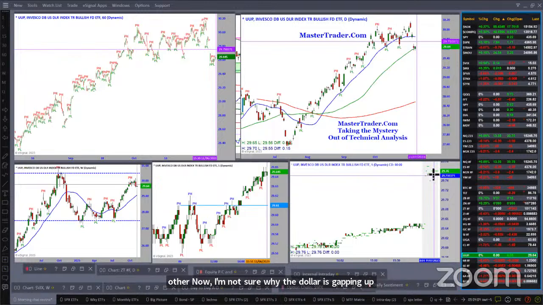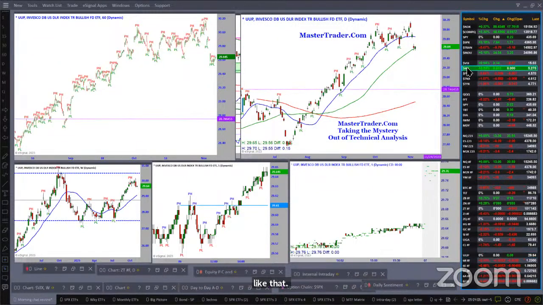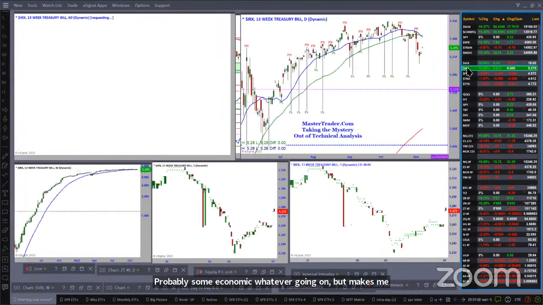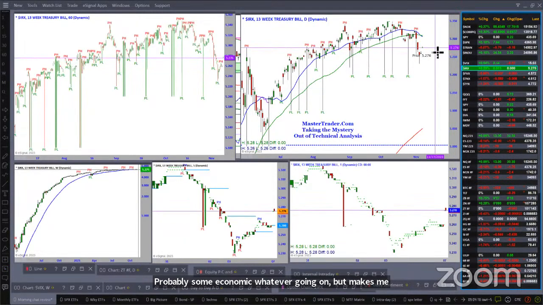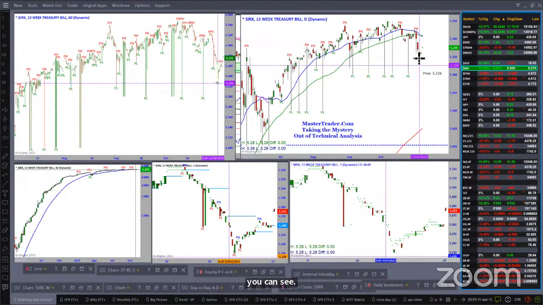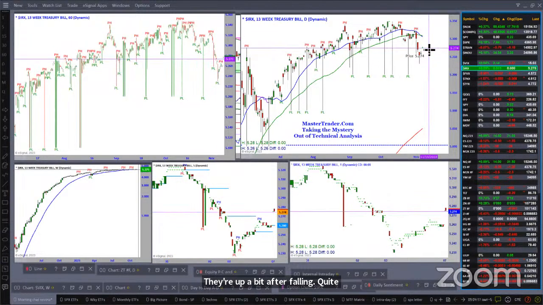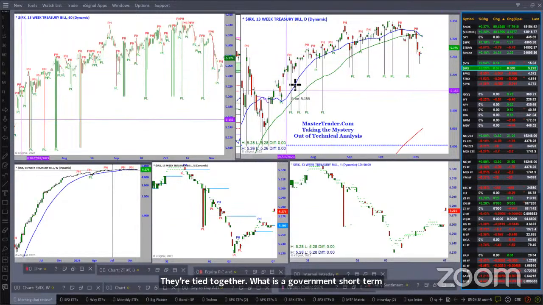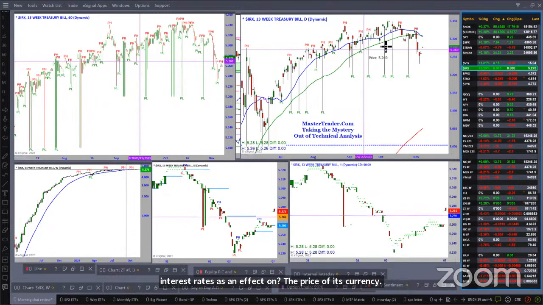Probably some economic whatever going on, but it makes me think to look at the 13-week interest rates. And as you can see, they're up a bit after falling quite a bit last week. So currencies and short-term interest rates are tied together. A government's short-term interest rate has an effect on the price of its currency. And you can see as this was going up, the dollar's been strong.